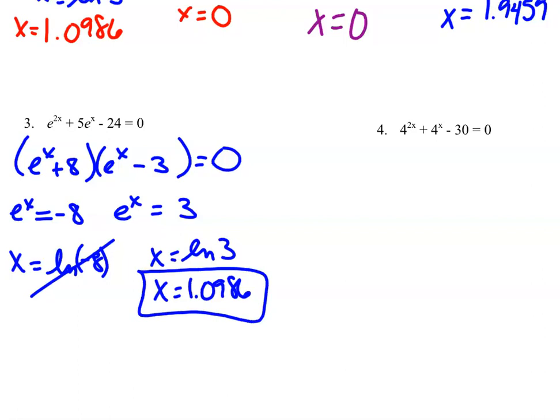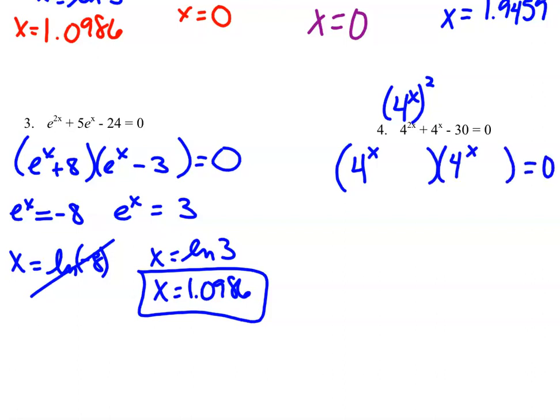All right, the last one we're going to look at today, similar setup. Instead of an e, we have a base of 4. So again, think of 4 to the 2x as 4 to the x getting squared. So we're going to split it up and we're going to put a 4 to the x in each parenthesis. We're going to look for ways to multiply to be negative 30 and add to be a 1.